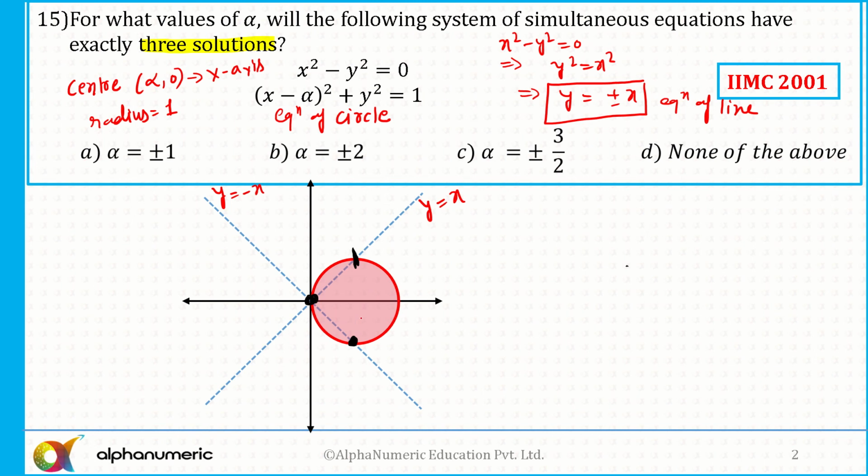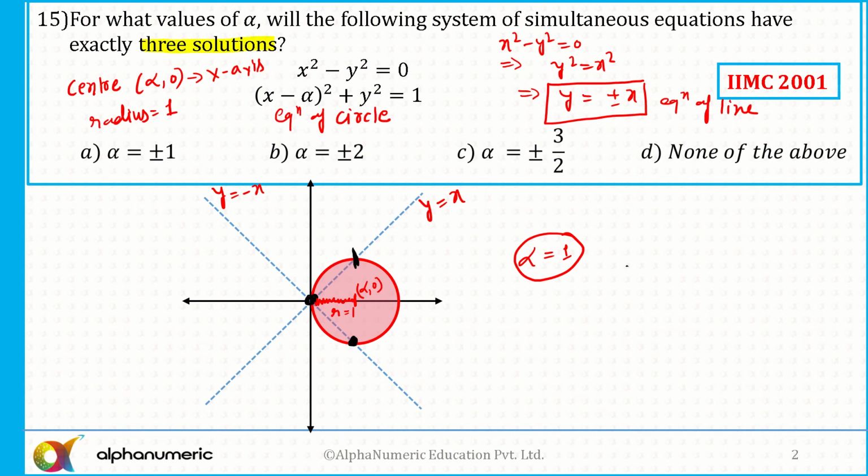So I need to calculate the center of the circle. Let's say this is the center. Now we know that the radius of this circle is 1. If the radius is 1, what does it mean? This distance, which I am marking in red, is nothing but the radius, and the radius is equal to 1 unit. The center of the circle is also known as (alpha, 0). So what is the value of alpha? Alpha is equal to plus 1. So we have got that alpha should be equal to plus 1.